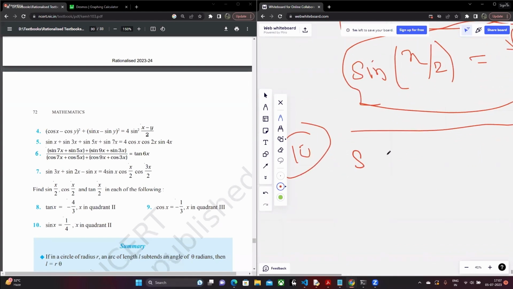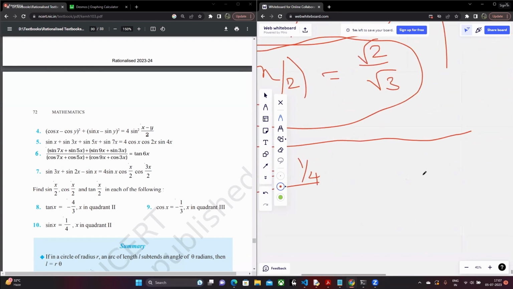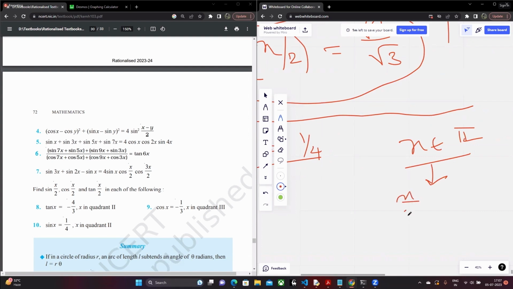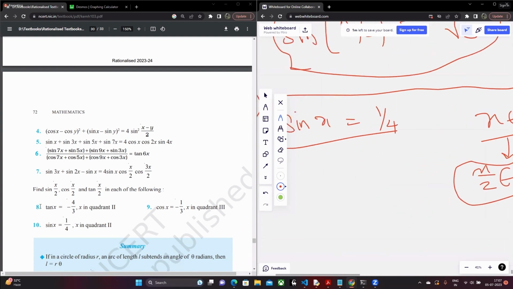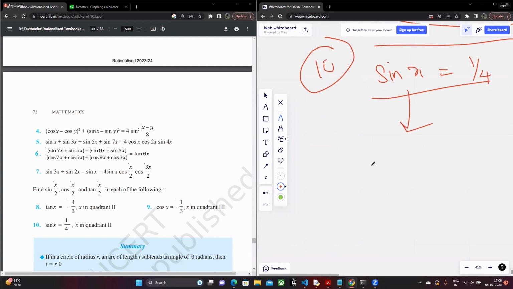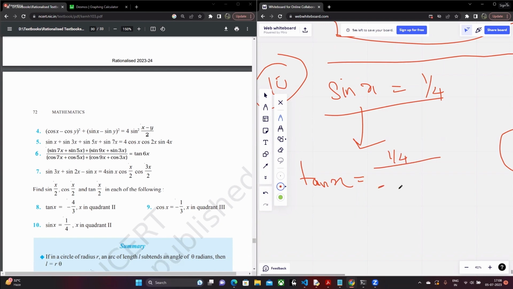Right. Sin x is equal to 1 by 4, but x belongs to the second quadrant. This means that x by 2 belongs to the first quadrant. Right? Because that's what happened in question number 8, and that's what we found in question number 8. Right. Since sin x is 1 by 4, this means that tan x is going to be 1 by 4 divided by minus root of 1 minus 1 by 16. Right? It's sin x divided by root of 1 minus sin square x.